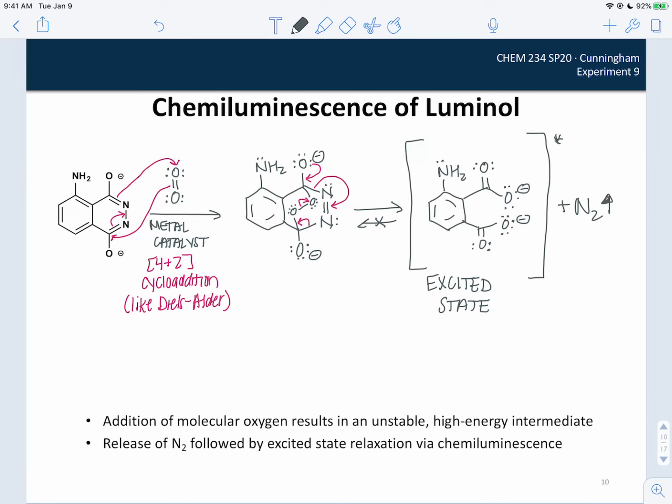And so chemiluminescence is going to occur when we are relaxing this molecule from an excited state into a ground state. So the excited state is going to relax and then we are going to end up with our ground state plus light. And that process is our chemiluminescence process.